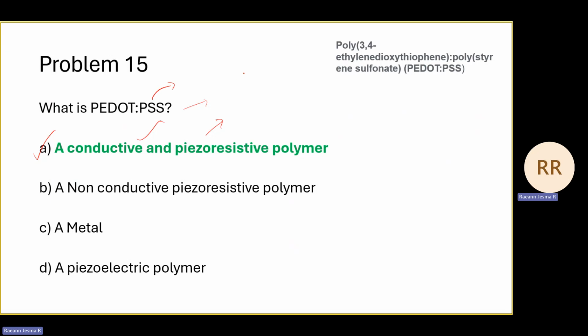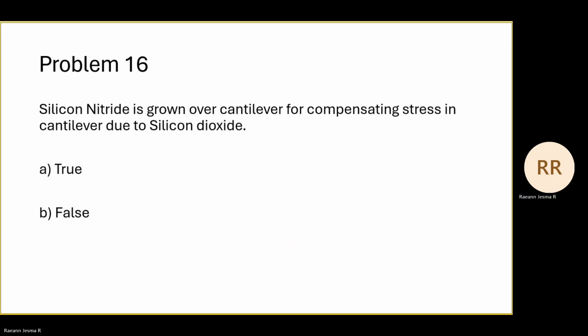So these processes will be generally low temperature processes. We will not go to high temperature process. Okay. Next, we'll move on to problem 16. So in problem 16, we have silicon nitride is grown over cantilever for compensating stress in cantilever due to silicon dioxide. So is it correct? Is it true or is it false?